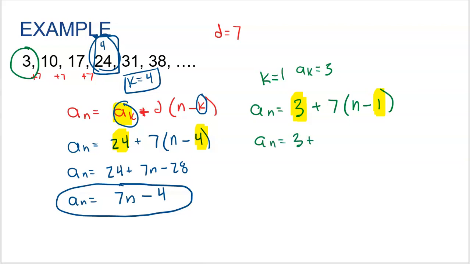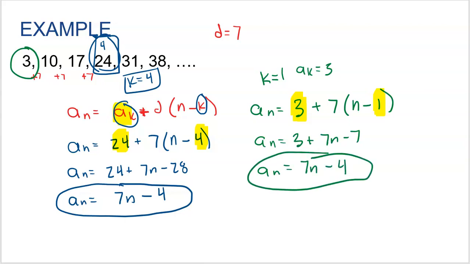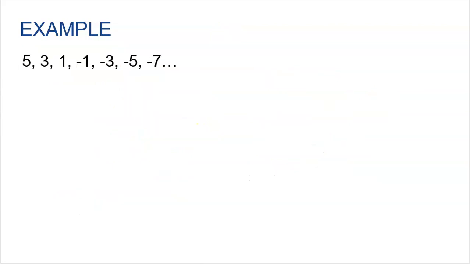So distribute first, 7n minus 7, combine like terms. Oh my gosh, I still get 7n minus 4. Doesn't matter which term you use. Pretty cool. All right, let's check it out with this one right here.